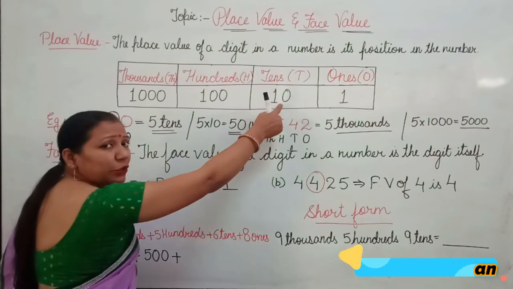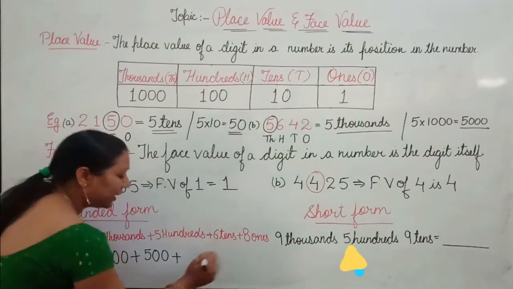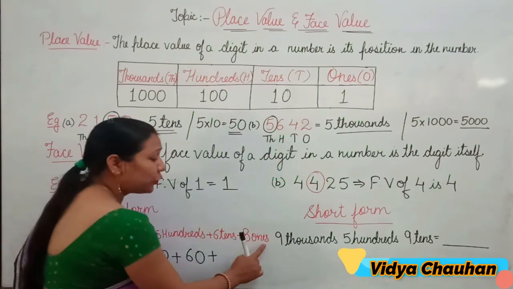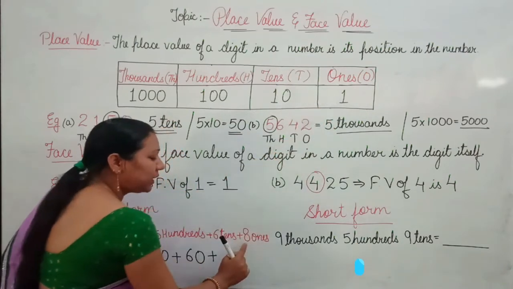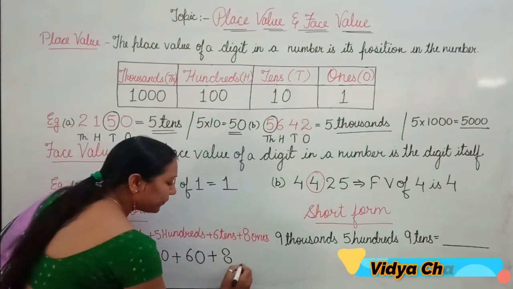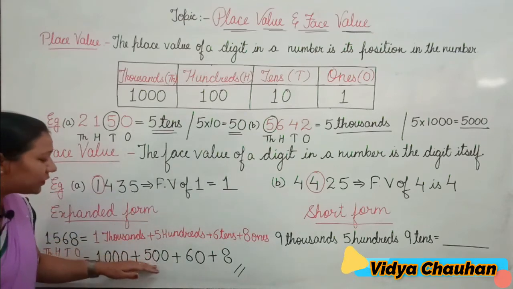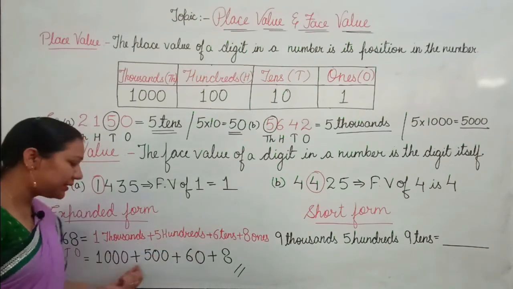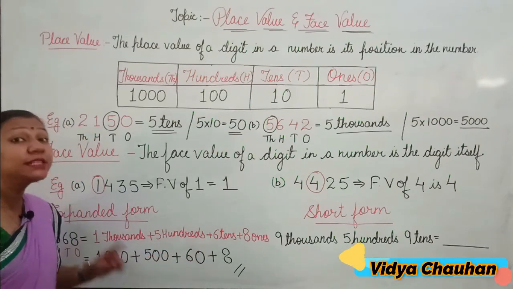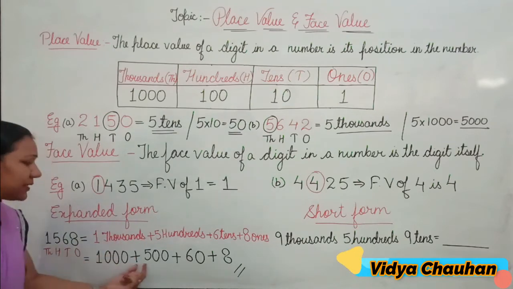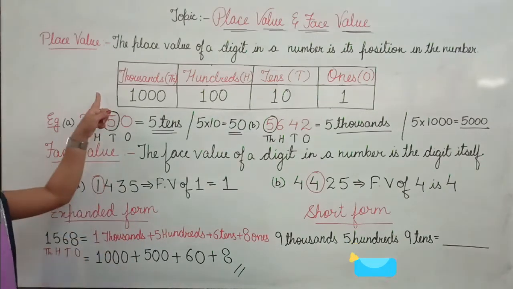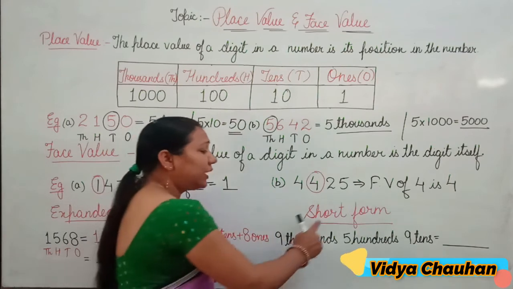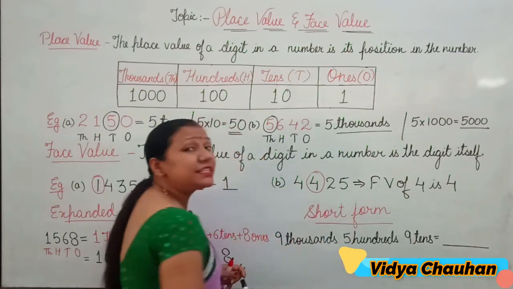Plus 6 is at tens place. What is the value of tens in numerical form? 10. So 6 multiplied by 10 is 60. Plus 8 is at ones place, so ones place means 1. So what is 8 ones? 8. So these are the two different ways of expressing the same number in its expanded form. One is in word form and the second is in numerical form according to its position. For writing the expanded form, you should know the place value of the digits.